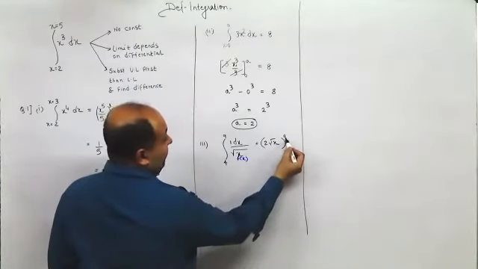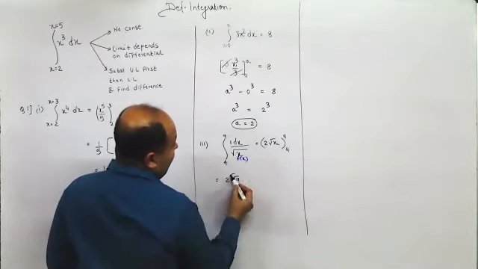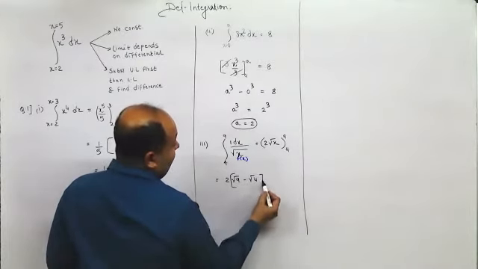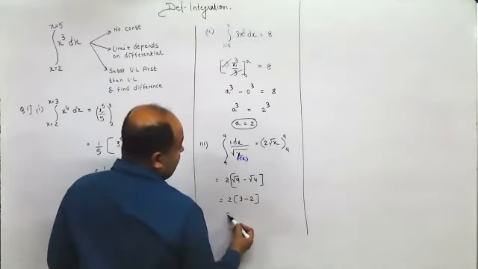First, substitute the upper limit, then the lower limit, and then this would be 2 root 9 minus root 4. Consider only the positive values. This would be 2 into 3 minus 2. So this is 2.